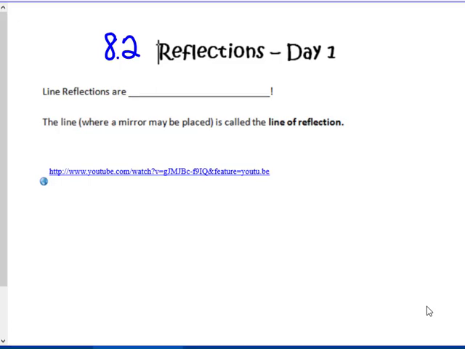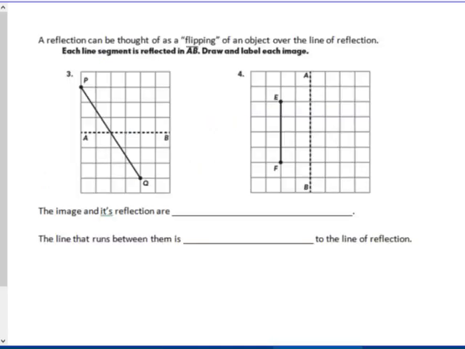Today's lesson is 8.2 Reflections Day 1. Line reflections are flips. The line where a mirror could be placed is called the line of reflection or the line of symmetry. This link that you see here, we're going to watch in class and I'll give you another handout to go along with that.